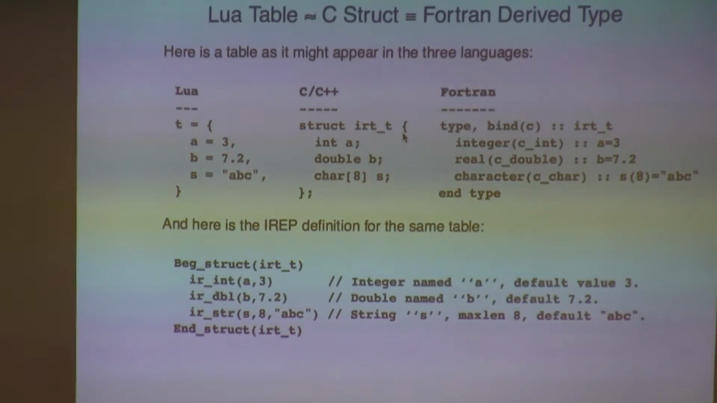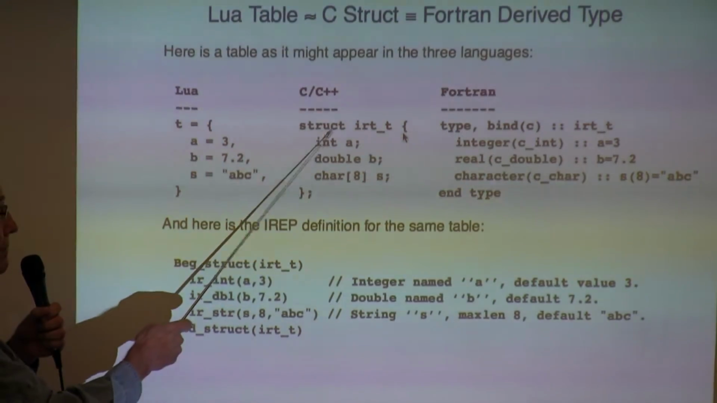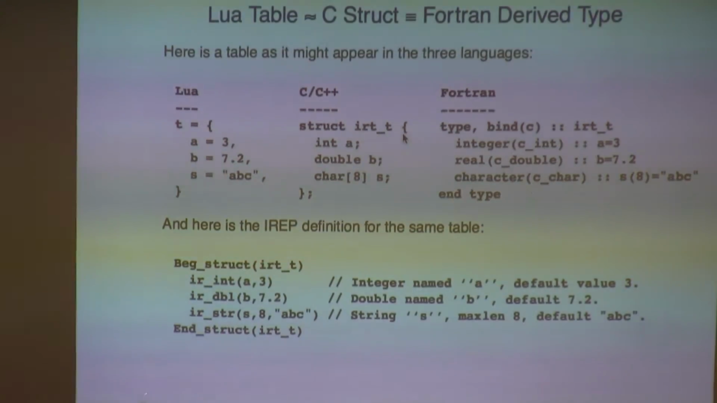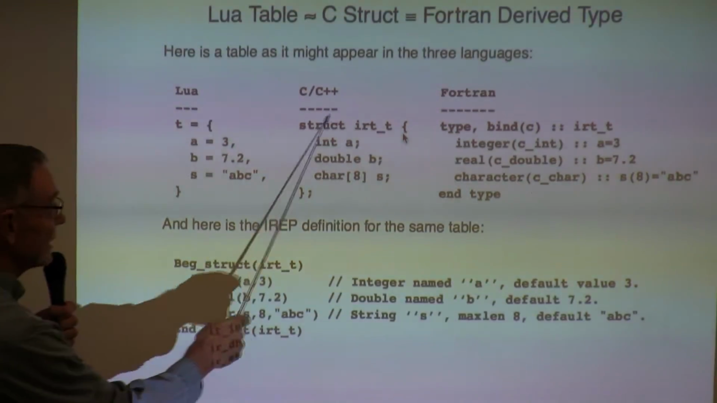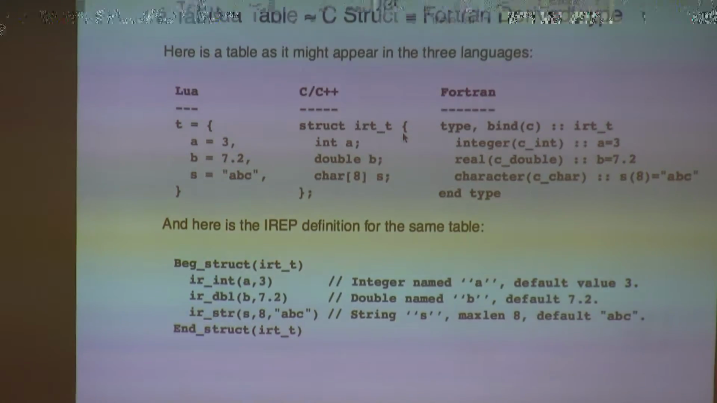Okay, here I'm just going to pound you over the head with what I've already told you. A Lua table, the corresponding structured C data type is just a struct. The corresponding Fortran derived type, 1-to-1. Just read across left to right. They all mean the same thing, and that's really what happens.